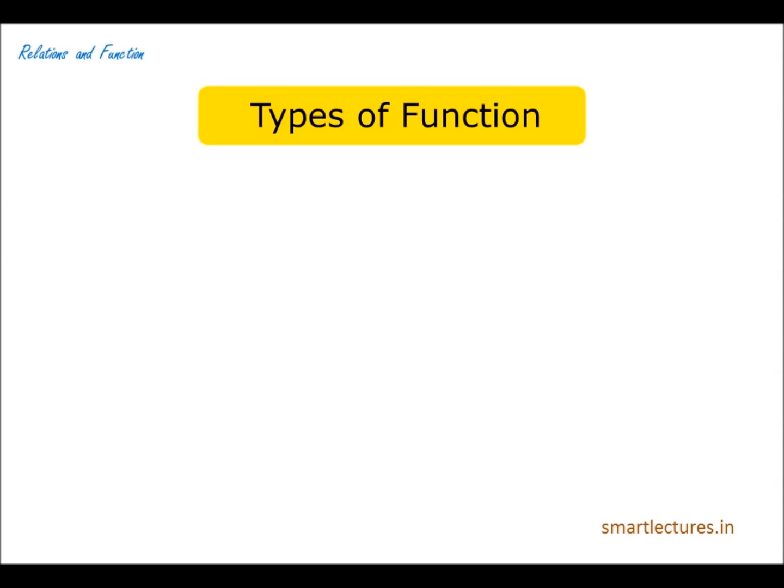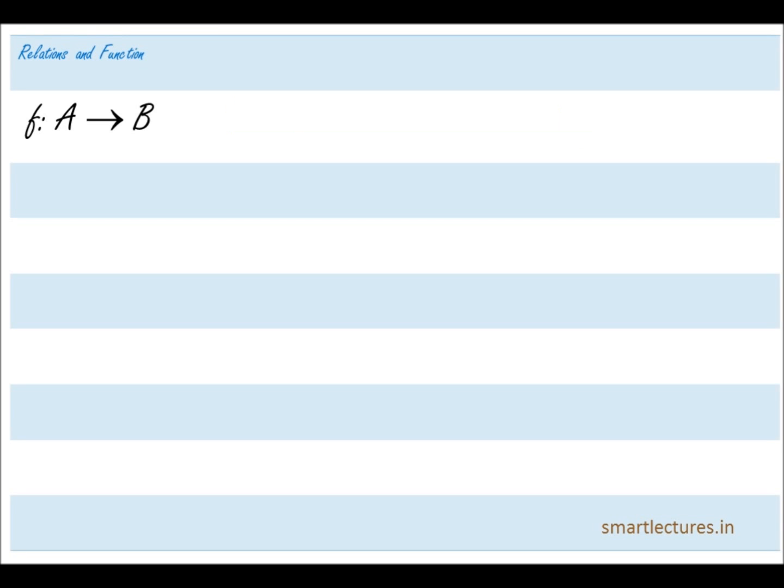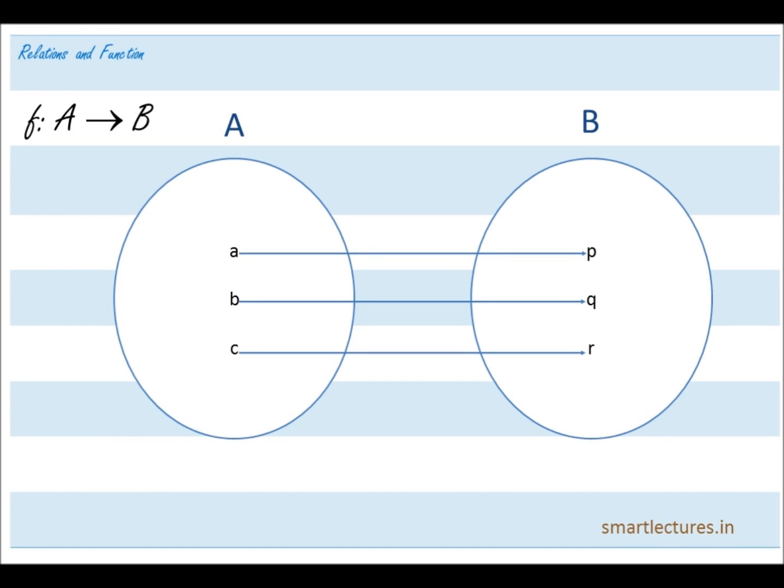In the previous episode, we learned about functions, and now we shall study the various types of functions. Suppose we have a function f from set A to set B. Remember, a function f associates or links all elements of set A to elements in set B such that an element of set A is associated to a distinct or unique element in set B.